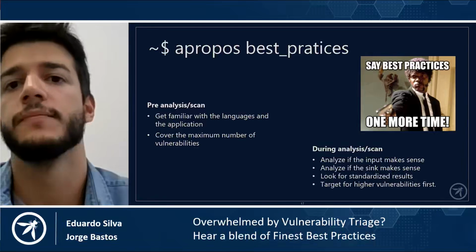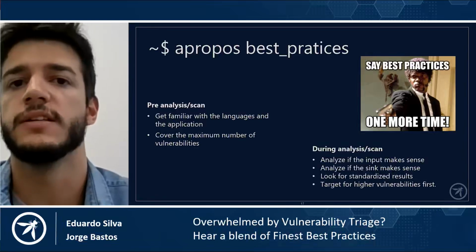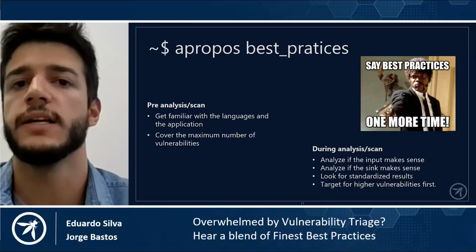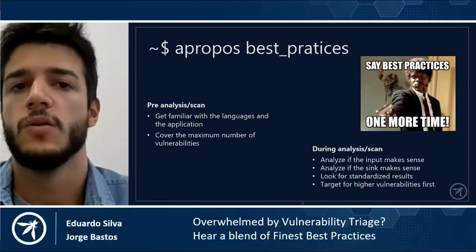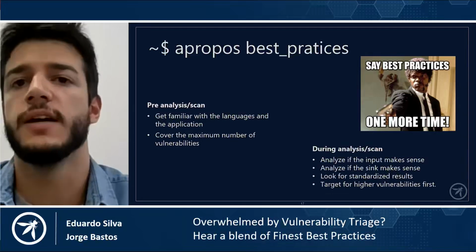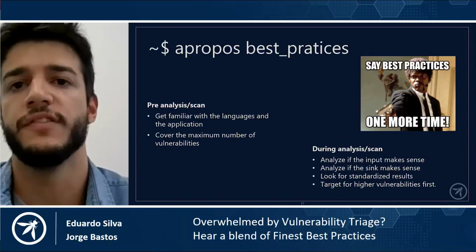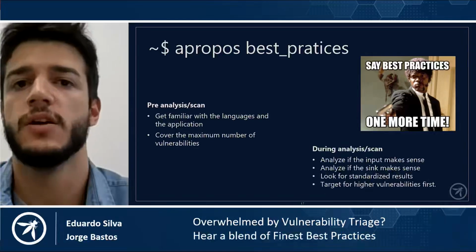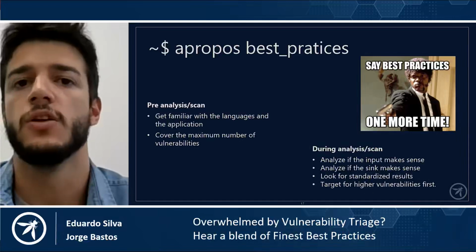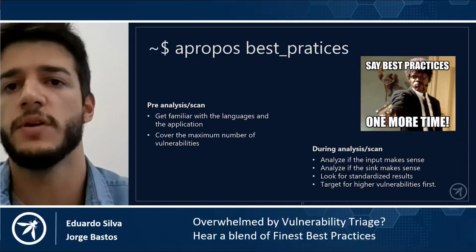At the same time, during the analysis, looking at the input and sink, if it makes sense, is always a good elimination technique. And what does it mean? Imagine you are once again looking at that reflected XSS result. If the input is not tainted data or is properly sanitized, you won't need to look at the rest of the flow, triaging it as a false positive.